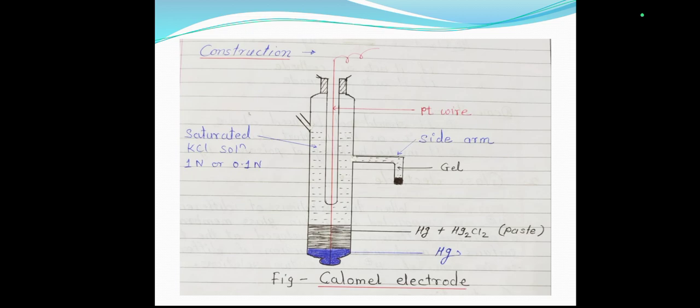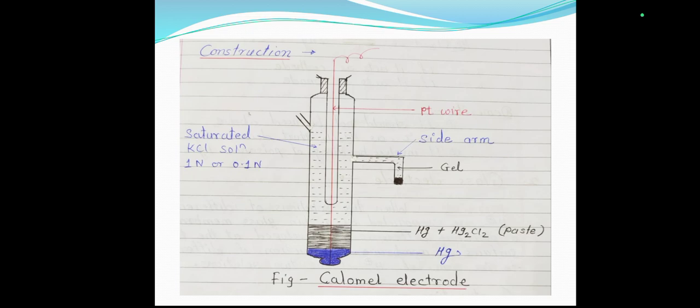There is a red color wire, are you seeing in the diagram? That red color wire I have shown as a platinum wire, and this platinum wire is dipped in the mercury for connecting to the external circuit. So this is what I am reading out from the diagram. Once you know the diagram, you can write the construction.